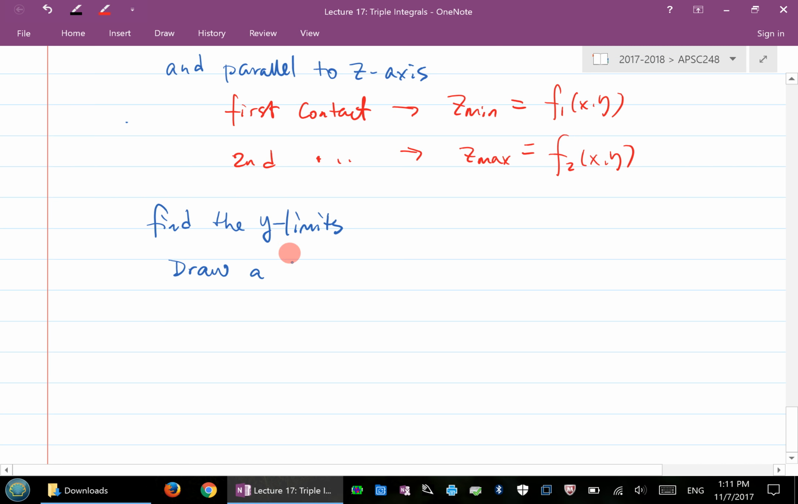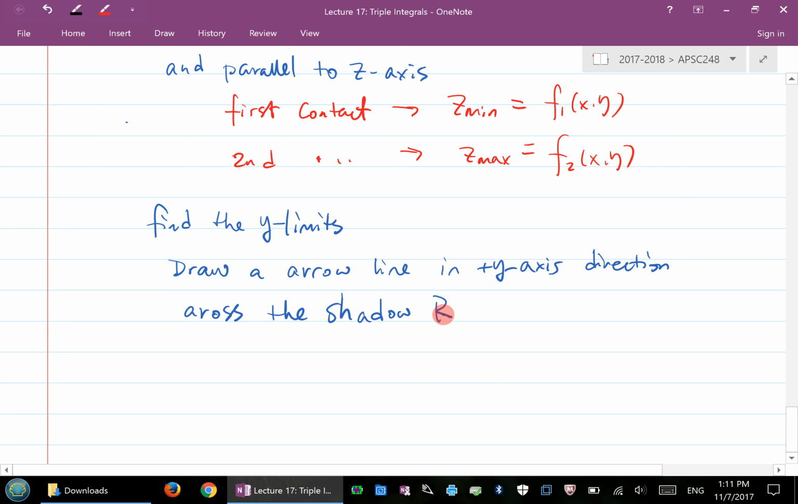Draw an arrow line in the positive y-axis direction across the shadow R. The first contact gives us the y min, and the second contact gives us the y max.